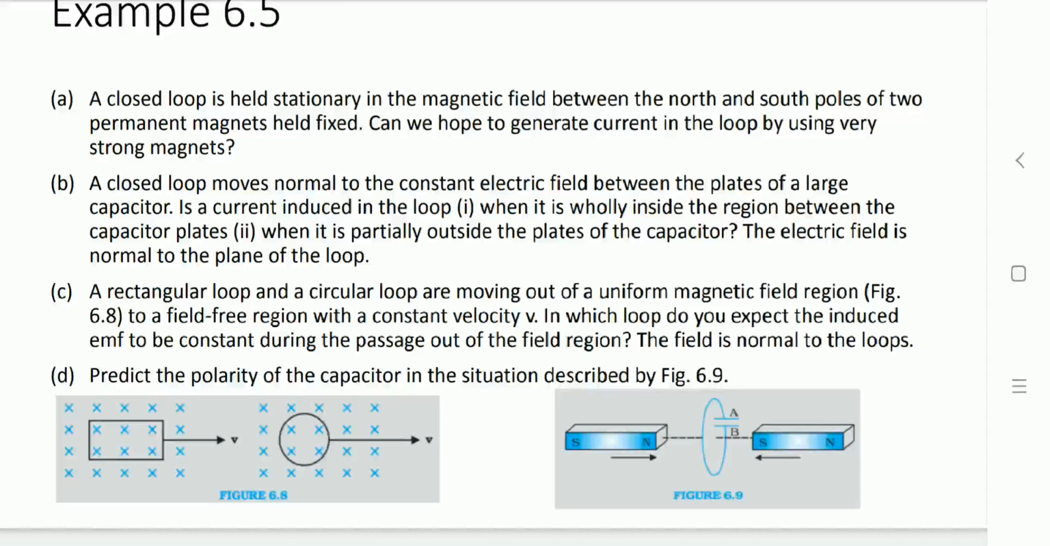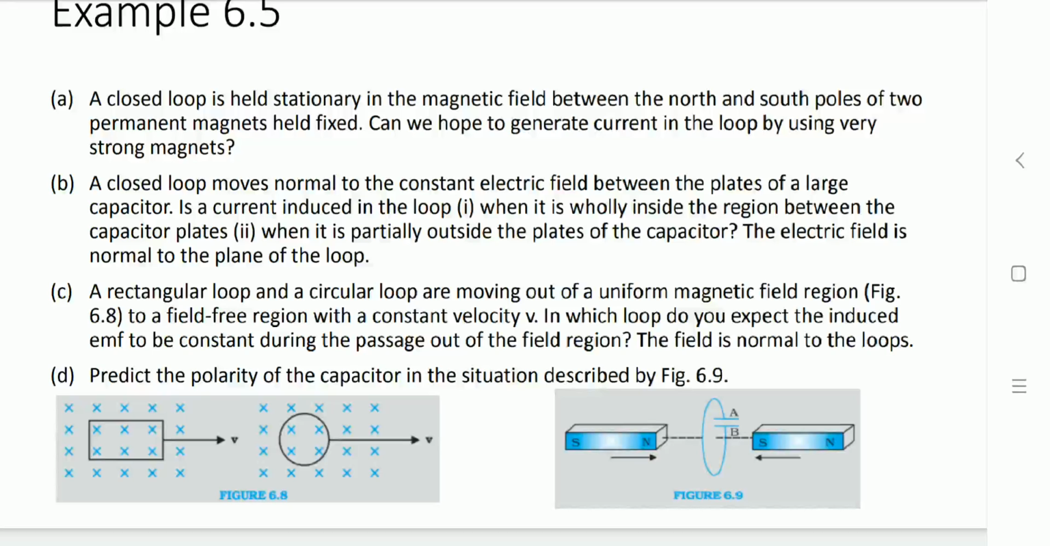Second, a closed loop moves normal to the constant electric field between the plates of a large capacitor. Is a current induced in the loop? First case, when it is wholly inside the region between the capacitor plates. Second, when it is partially outside the plates of the capacitor, the electric field being normal to the plane of the loop. See, here it gives the capacitor condition which generates the electric field. And as we know, an electric field cannot produce a current. It means in either case, current cannot be generated.